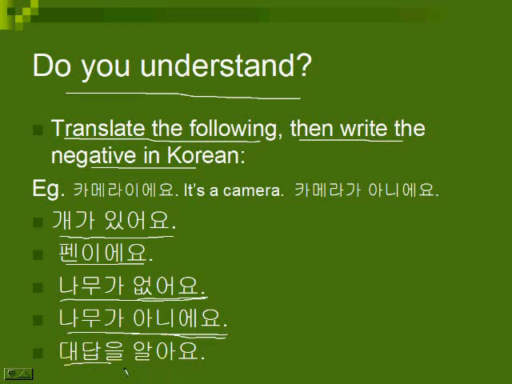대답 is an answer. 대답을 알아요. So write these, for example, 카메라예요. I'm going to write in English, it's a camera. Then I'm going to write the opposite, which is turning 이에요 to 아니에요. So 카메라가 아니에요. So do you understand? Try these. The answers are going to be on the right hand side. Thanks for listening.